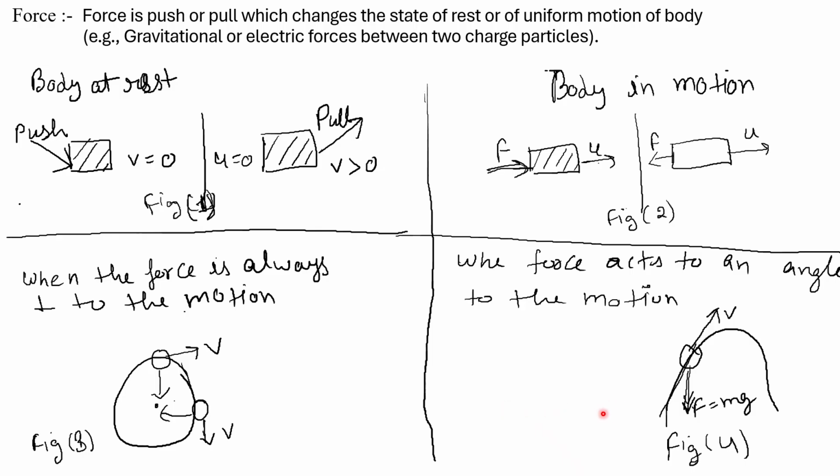Here next in figure 4th we see both magnitude and direction of motion change and motion is non-uniform, circular, elliptic, parabolic or hyperbolic. This is the condition when force acts at an angle to the motion.